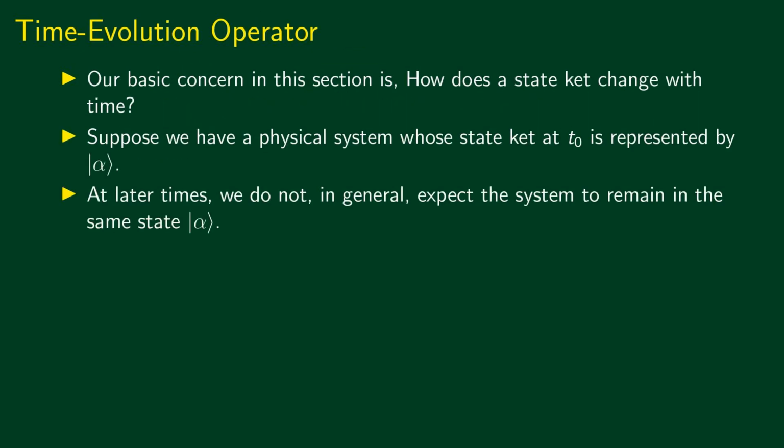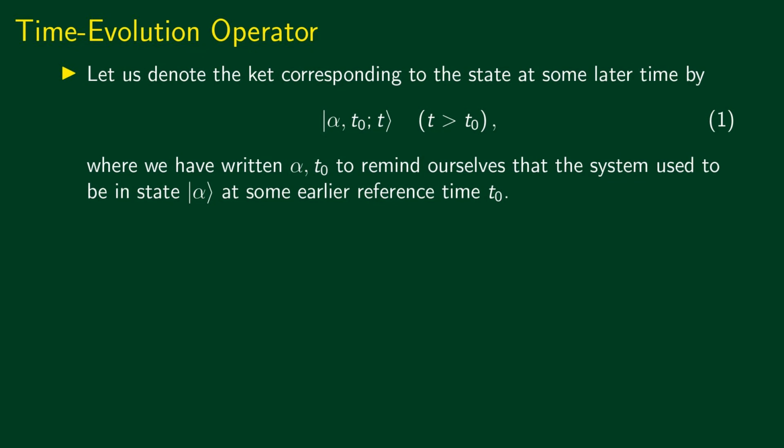The time evolution operator. The basic question that we try to answer in this section is, how does a state change with time? Suppose we have a physical system whose state ket at some time t0 is represented by ket alpha. This is the state of the system at an initial time, t0. Now, of course, generally things change with time. So at a later time, we don't expect all states to remain the same. We expect the state to change with time. At later times, we do not in general expect the system to remain in the same state represented by ket alpha.